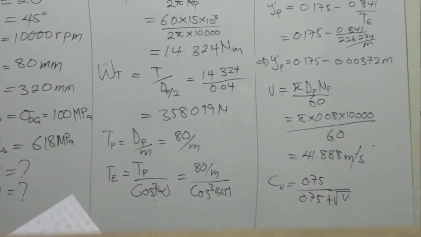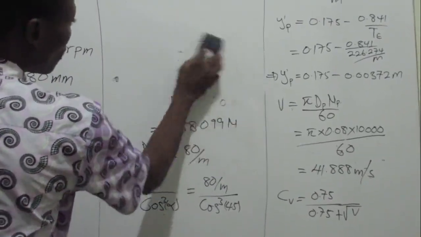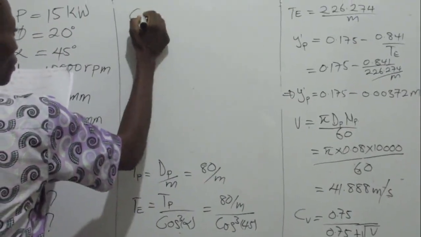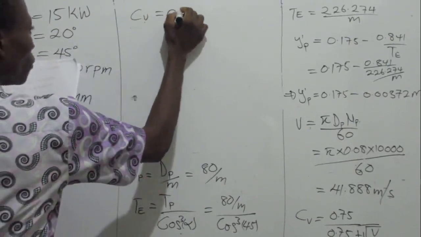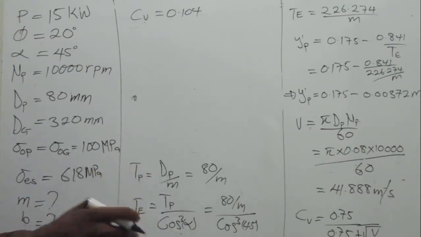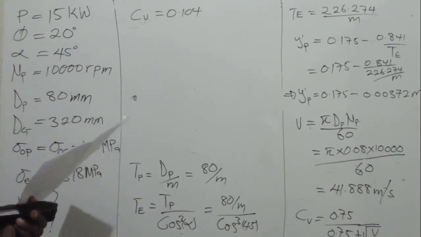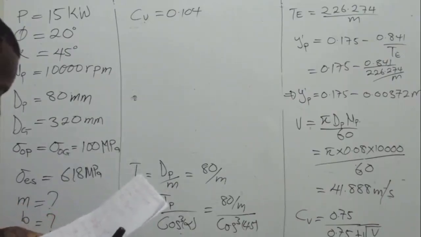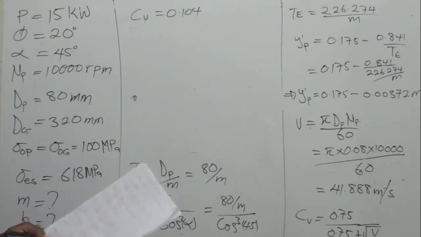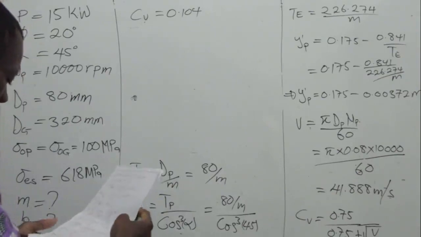Alright, then we'll compute that one and we get 0.104 as the velocity factor. We're not given the value of the face width in terms of the module, but we know that the face width varies from 12.5 to somewhere around 20 of the module. Alright, so in this case we have to assume. So let's assume that the face width is 12.5 m.